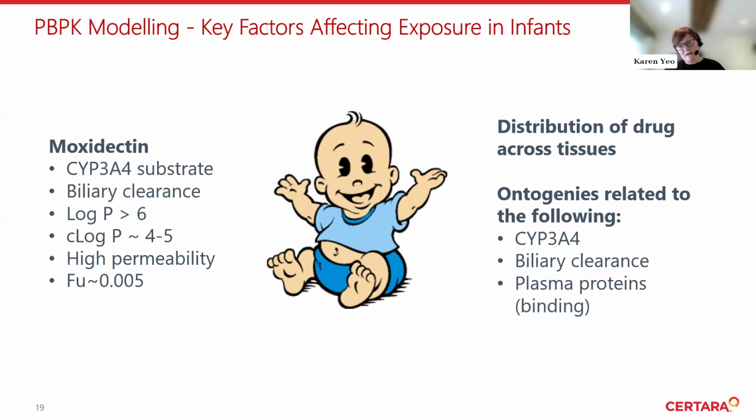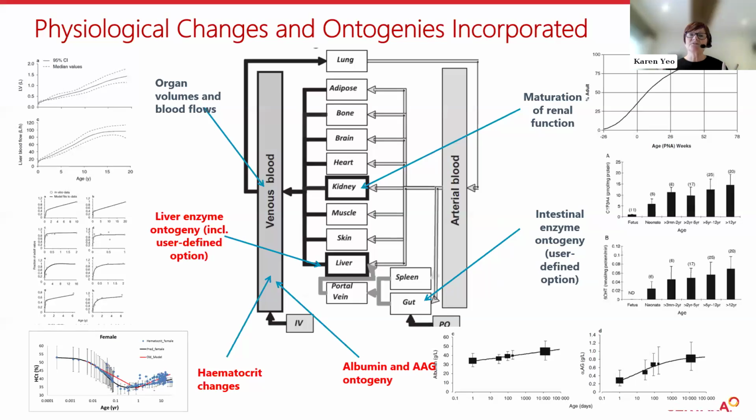But it's important to recognize that in these neonates, we need to be looking at the ontogenies, and specifically with respect to moxidectin, the CYP3A4 ontogeny, biliary clearance, and also the plasma protein binding itself. The fact that it's extensively bound means that the ontogeny of the plasma protein binding could actually have a significant impact. And this is a very busy slide, but I just wanted to show you that within the PBPK model, what we can do is have a look at the physiological changes as a consequence of age.